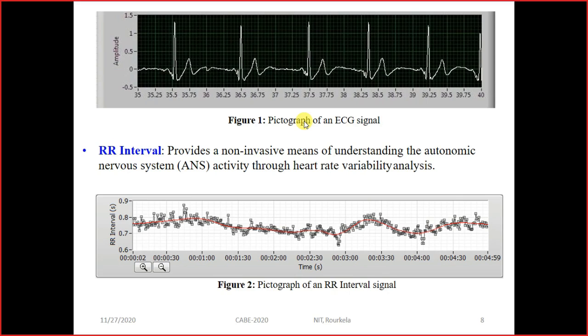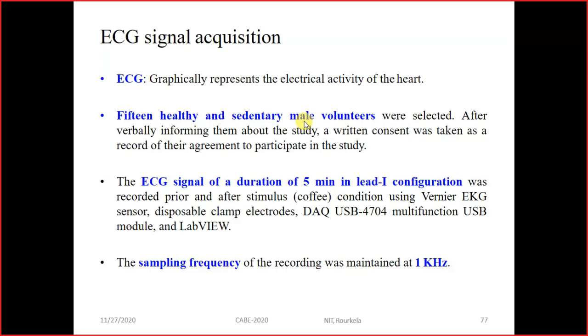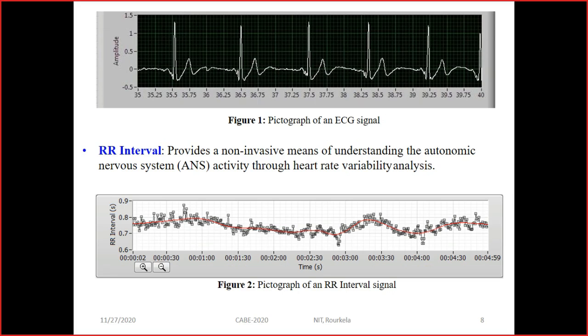So good morning everyone. Today we'll start with this HRV signal analysis. In our last class we discussed how the ECG signals were acquired. Now once you get the ECG signal, this is a demo, or representative, ECG signal from one of the volunteers.